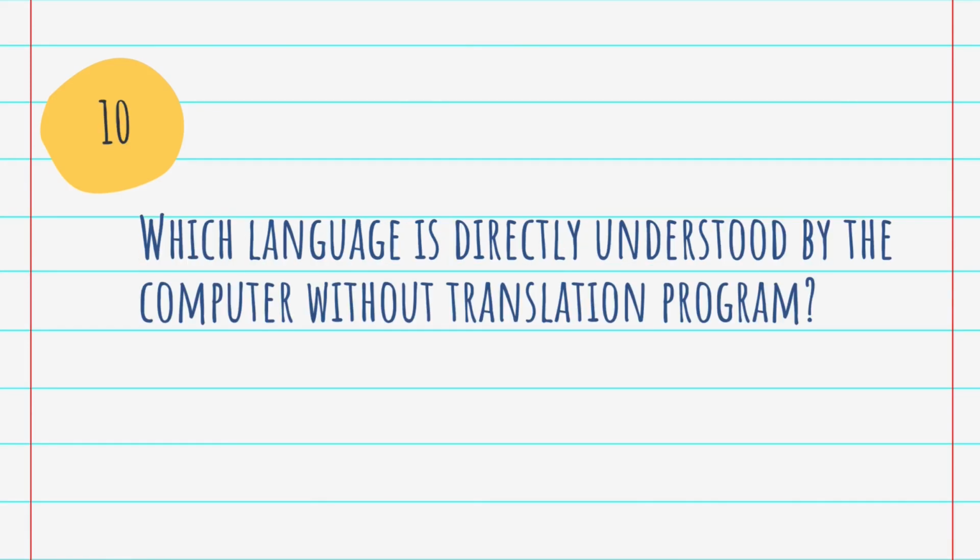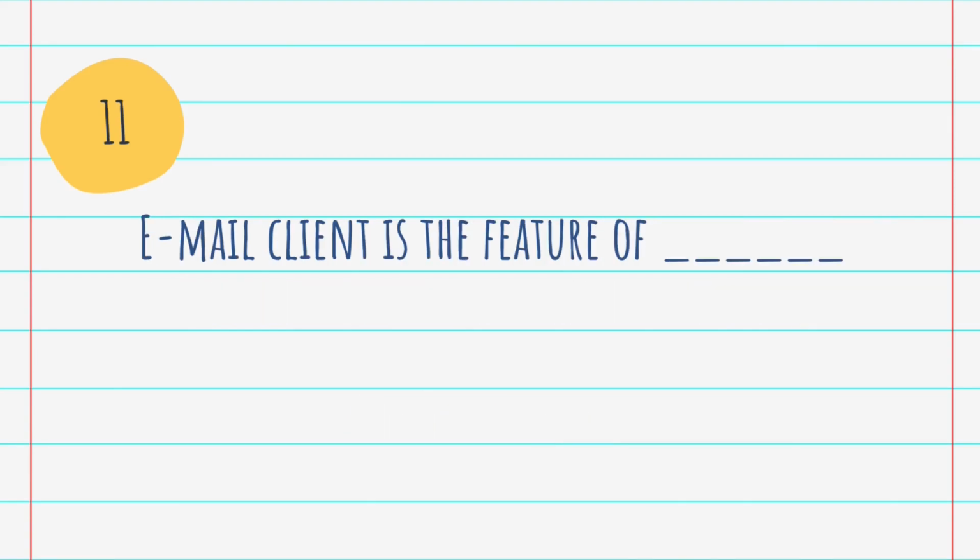Question number 10. Which language is directly understood by the computer without translation program? Answer is machine language is directly understood by the computer without translation program. Question number 11. Email client is the feature of. Answer is MS Outlook. MS Outlook is the abbreviation of Microsoft Outlook.